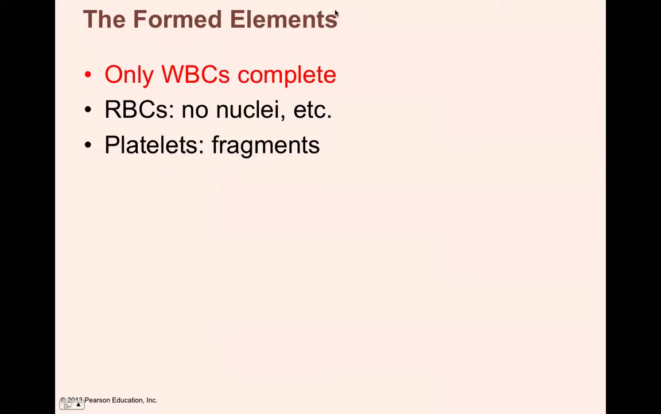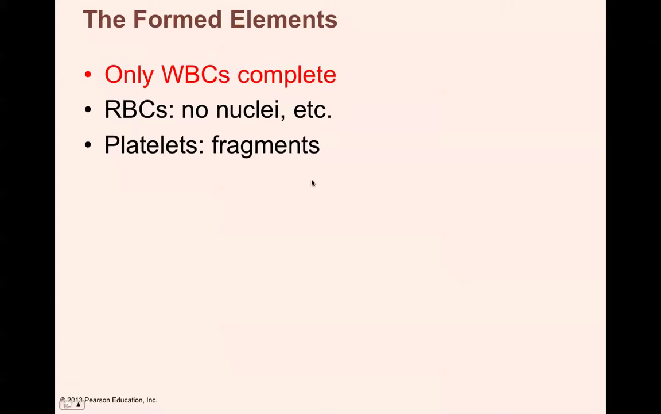Of the formed elements, only the white blood cells actually are complete. The red blood cells, they still look like a cell. There's a cell membrane, but just before the red blood cells go out to circulate in the bloodstream, they spit out their nuclei. So all blood cells are formed in the bone marrow, and so right when the red blood cells, or erythrocytes, before they go out into the bloodstream, they just spit out their nucleus, and then they become these little biconcave discs. We'll be looking at those more in a little bit.